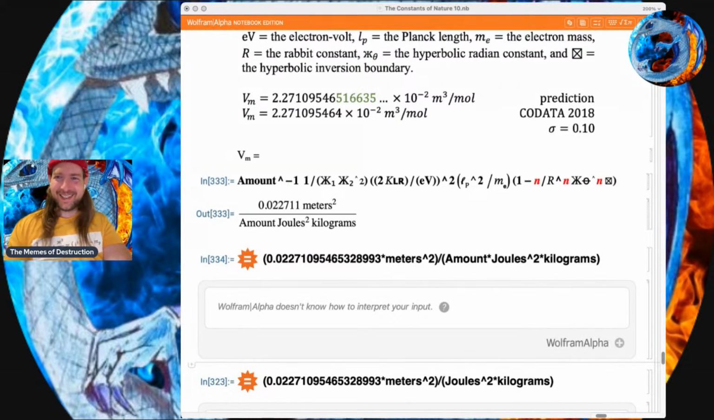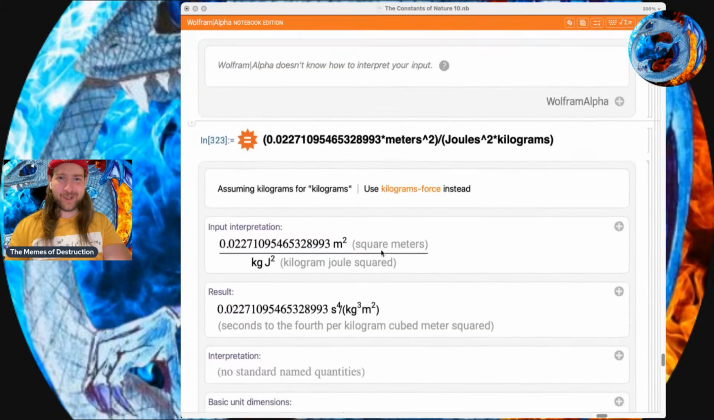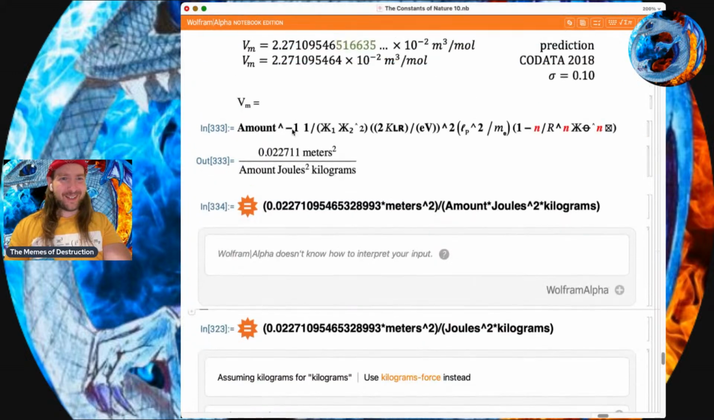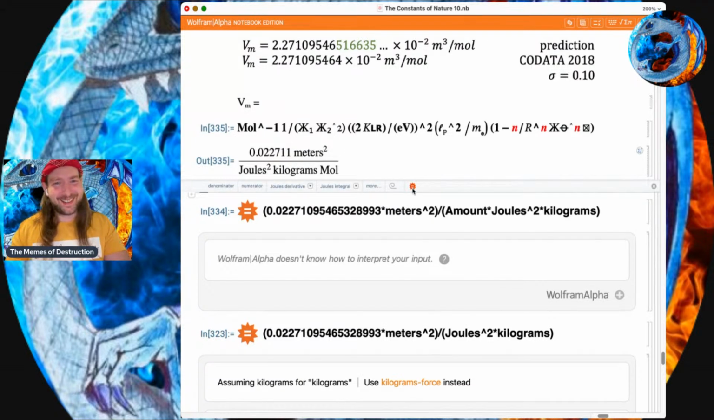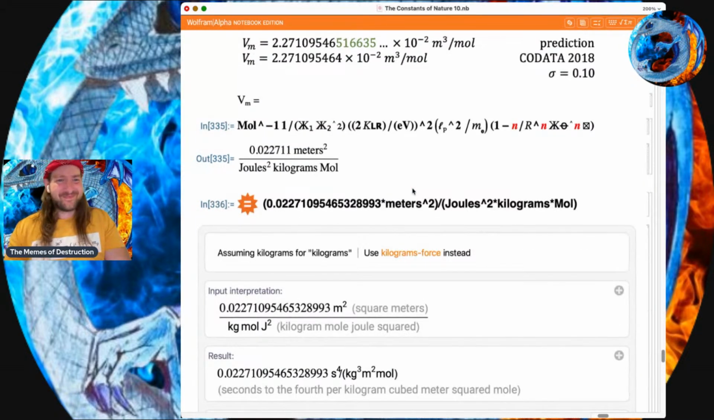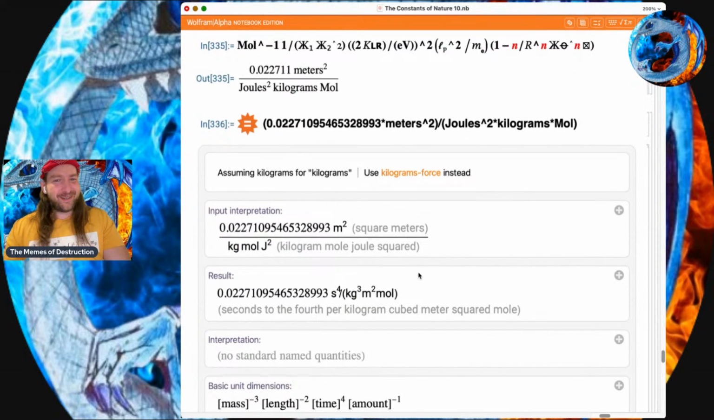Well, looks like we went on a mole chase, because it's literally, you just divide it by mole. Yes. And the dimensions line up. Okay. So all I literally needed to do... Oh, you guys are gonna love this. Mole raised to -1. It literally is mole -1, isn't it? Seconds to the fourth, kilogram, meters squared, mole. Okay.